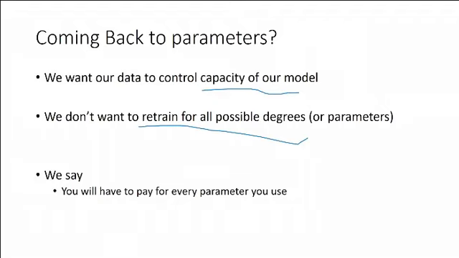We say, okay, we will allow you to use as many degrees as you want. Since you want to have a capacity, you want to increase your number of hypotheses, go on, do that. Whichever parameter you want to use, we're going to penalize you. You have to pay for each parameter you use. If you want to have a degree of 100, go and do that, but whatever the value is set to, you will have to pay something to us.